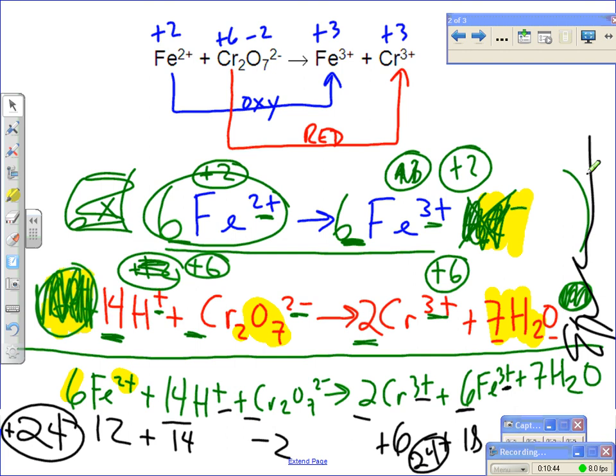The order that you write the species does not matter. You can write it in any order as long as the reactants are on the left side of the arrow and the products are on the right side of the arrow, and you're good to go. And that is an intro to redox balancing.